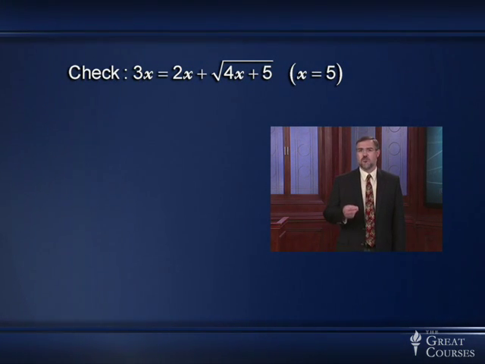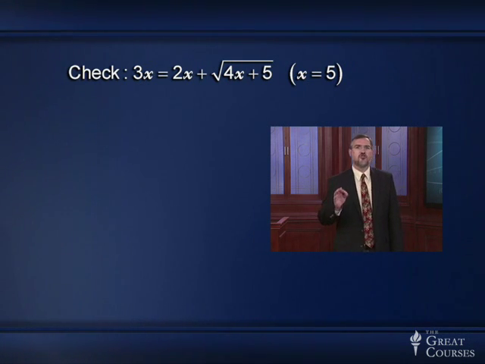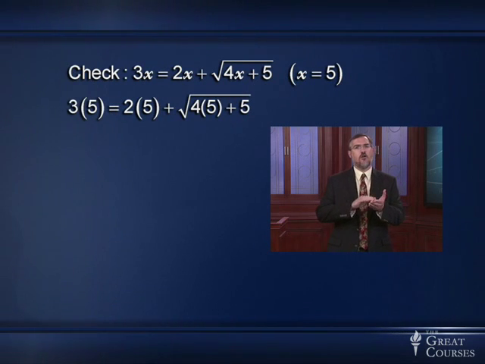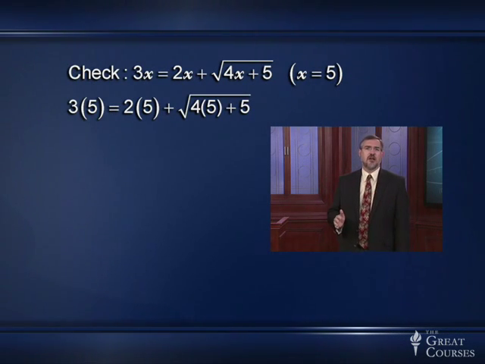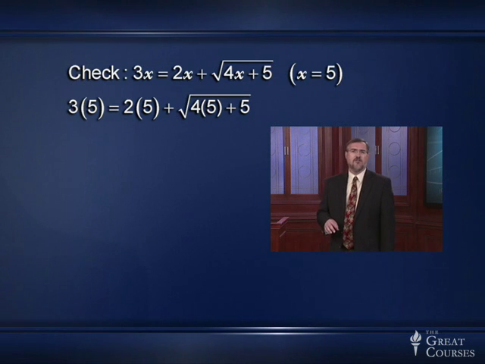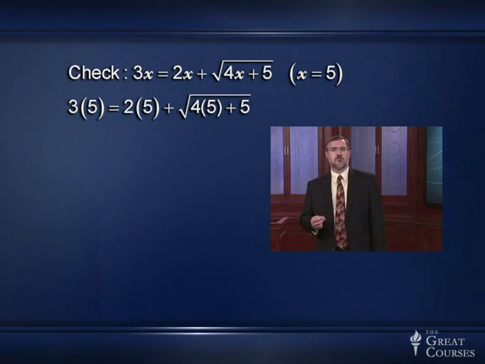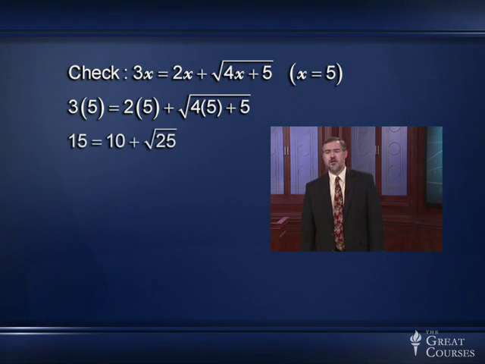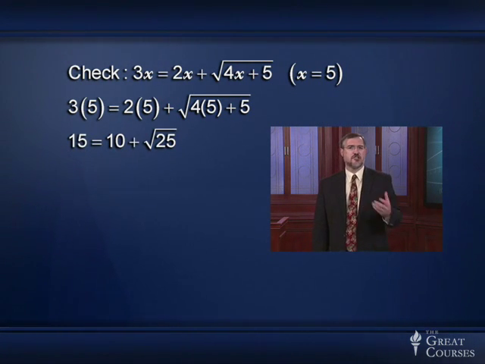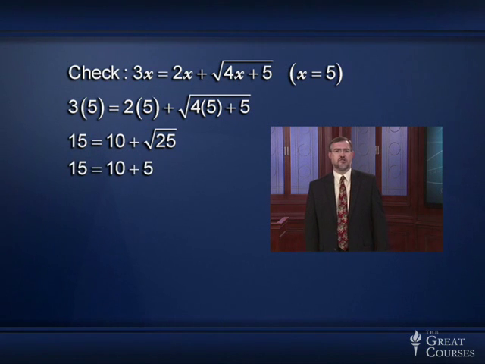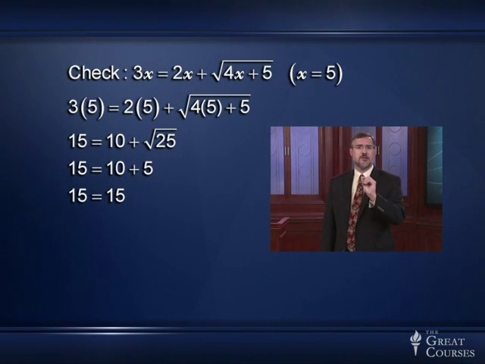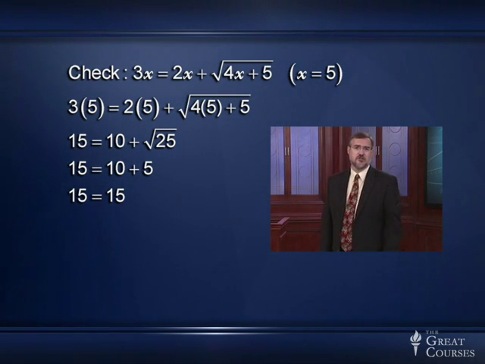The original equation was 3x equals 2x plus the square root of 4x plus 5. Plugging in a 5 wherever I see an x, I'm going to have 3 times 5 equals 2 times 5 plus the square root of 4 times 5 plus 5. And that simplifies to 15 equals 10 plus the square root of 25, or 15 equals 10 plus 5, 15 equals 15. That's correct. And that means that we've confirmed that x equals 5 really is a solution.